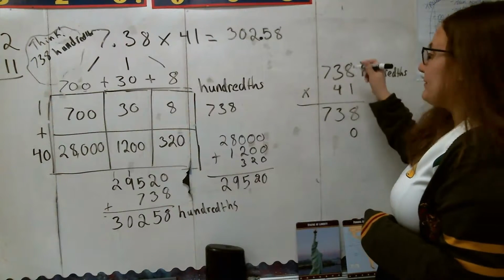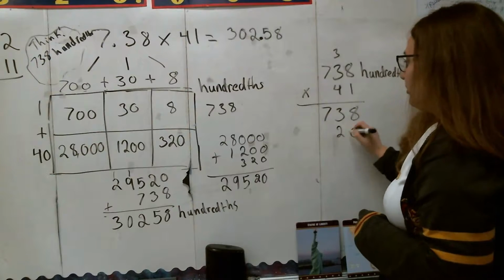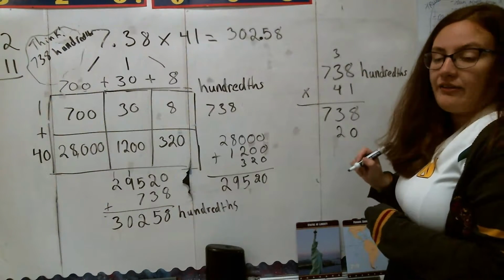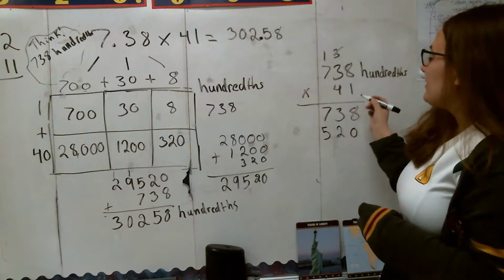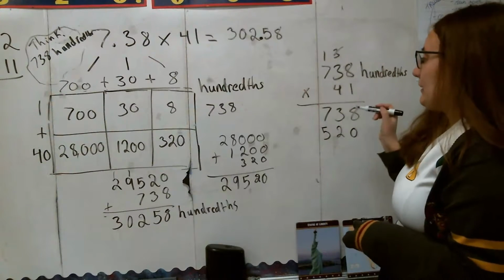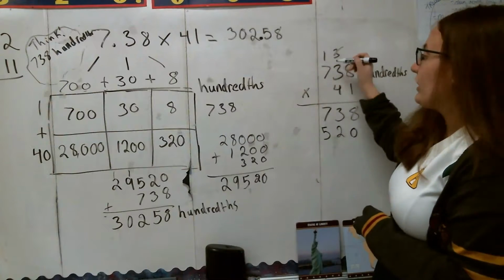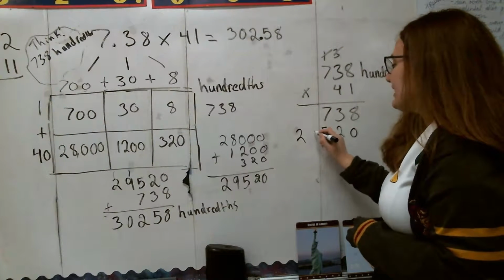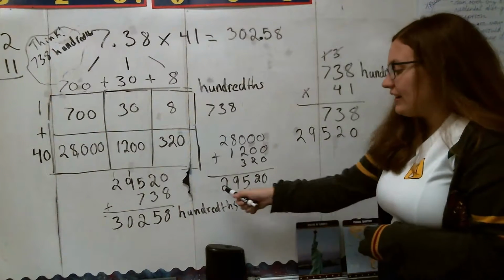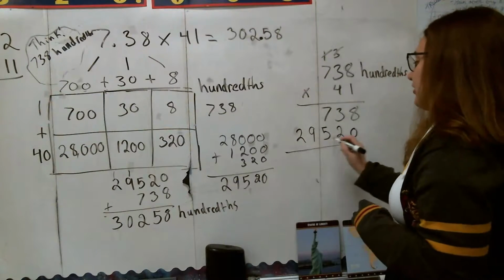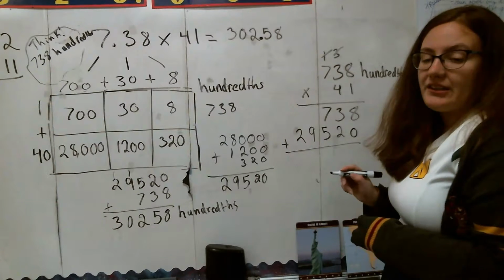I do 4 times 8, which is 32, 4 times 3, which is 12, and 12 plus 3 is 15, so I carry the 1, leave the 5. Then I do 4 times 7, which is 28, and 28 plus 1 is 29. Again, for my second partial product of 29,520. I'll go ahead and add up all of these numbers.